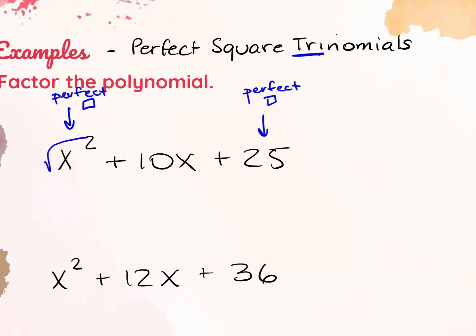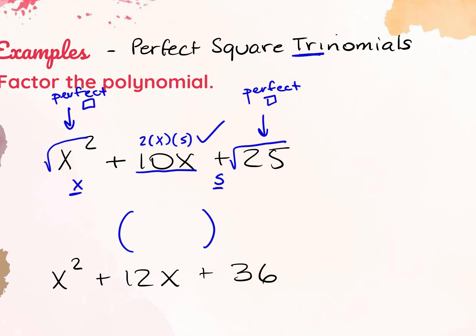So what's the square root of x squared? X. We're going to square root this last one. What's the square root of 25? 5. In order to use this as a shortcut, the middle number is always going to be 2 times the first times the third. So 2 times x times 5. This is just to check to make sure that you can use the shortcut. What's 2 times x times 5? 10x. So we can use our shortcut here.